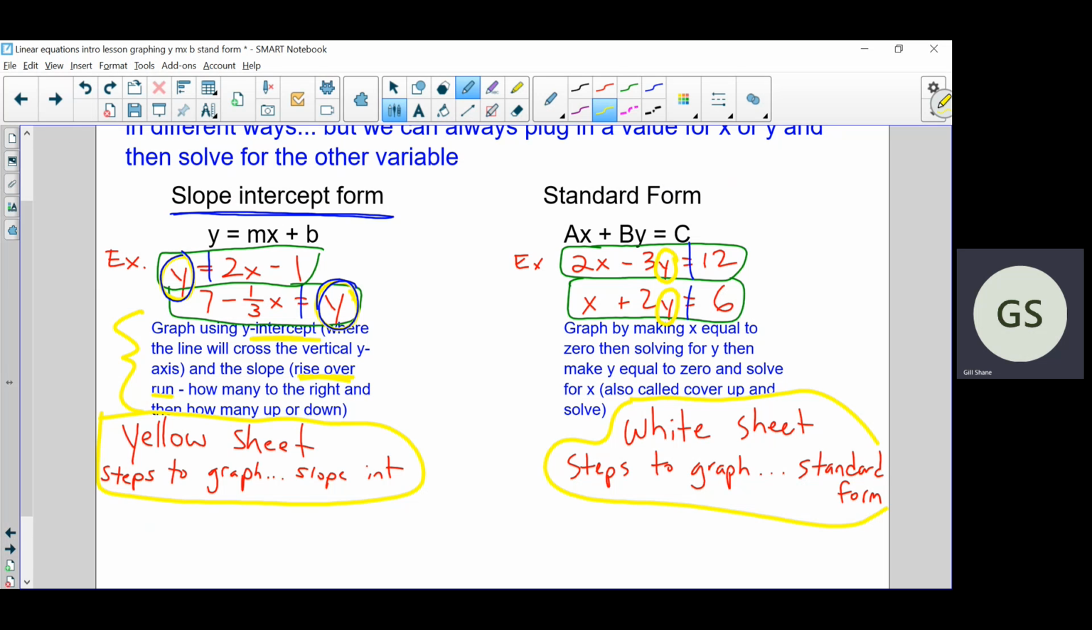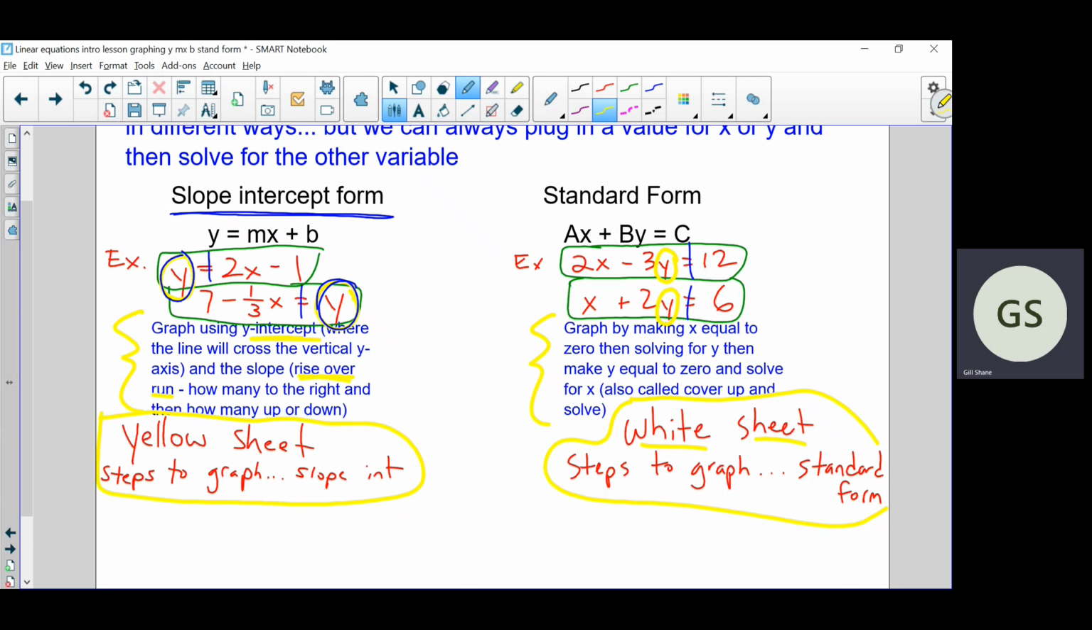It says all that stuff about plugging in 0 for x and then solving for y. Then plugging in 0 for y, solving for x. So you could just write in your notes, use the white sheet, and make sure you have the white sheet. Or this is a summary of how to do that as well. It says make x equal to 0, then solve for y, then make y equal to 0 and solve for x. That's a very, very brief summary. So if you don't understand that, you're going to want to use the white sheet. But if you do, then you don't really need the white sheet.